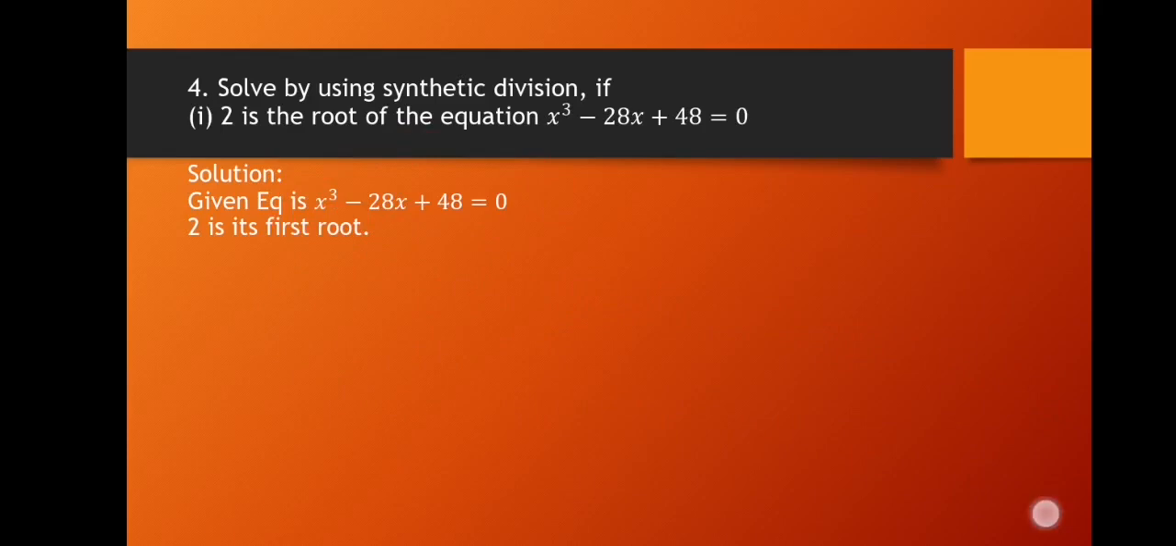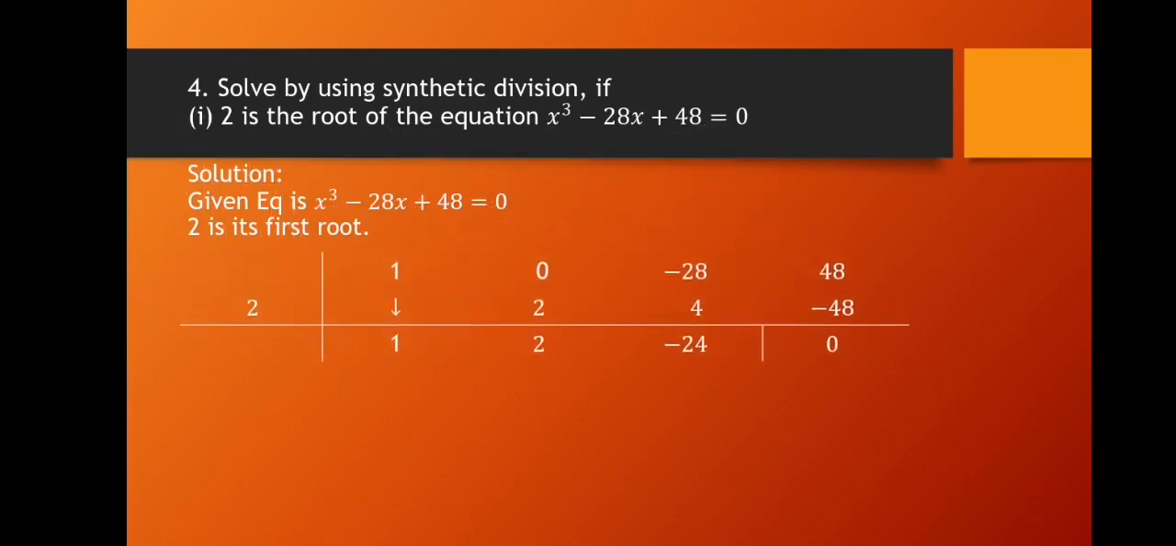So let's start the synthetic division by writing down the coefficients. The coefficient of x cube is 1. Since x square is missing over here, in place of its coefficient we are writing 0. Next is the coefficient of x, that is minus 28, and the constant term is 48. 2 is the first root. As we have discussed in the few parts which we have just done, the first term is to be written down as it is, so 1 will be written unaltered.